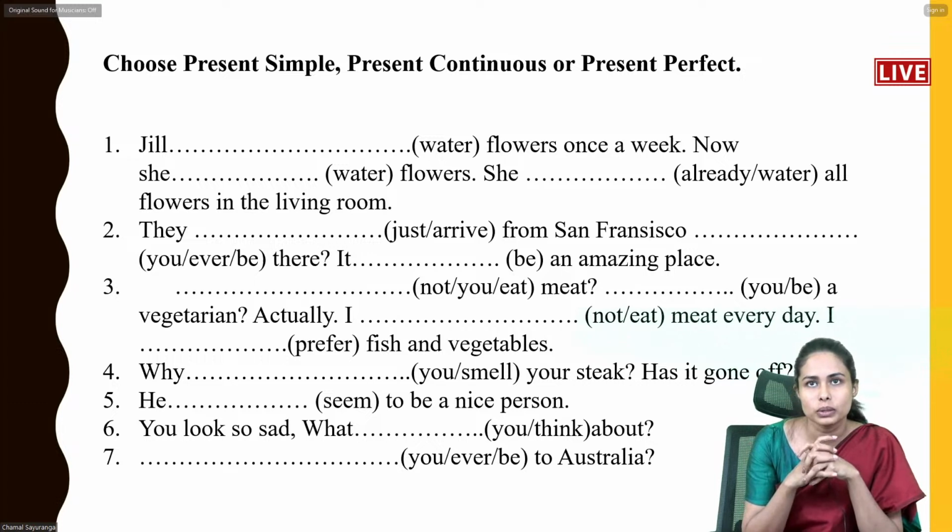Next one: why you smell your steak? Has it gone off? Why do you smell your steak? You can ask why did you smell your steak, has it gone off, or else why have you smelled your steak, has it gone off? Okay, both are correct. He seemed to be a nice person.